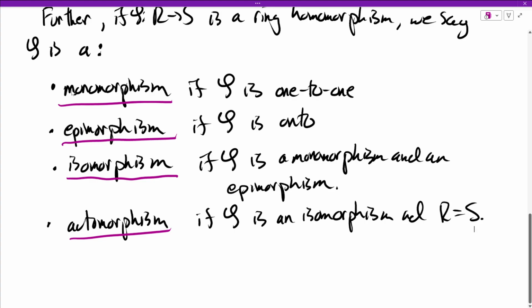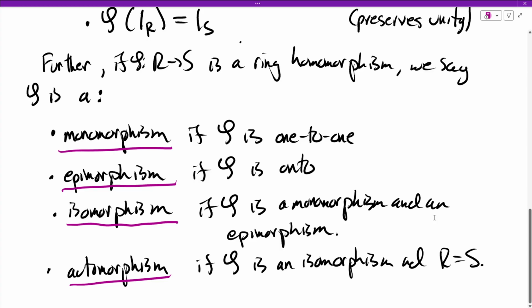So mono, mono kind of makes sense, one-to-one. Epimorphism is onto. Isomorphism is our notion of sameness, as we will see. Automorphism is, auto is self, so it's a self similarity. So R and S are the same thing. So there's a lot of language, a lot of different types of homomorphisms. In the next video, we're gonna do a deep dive into language with a lot of examples.